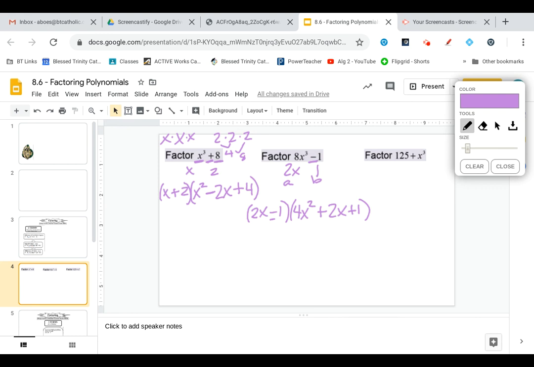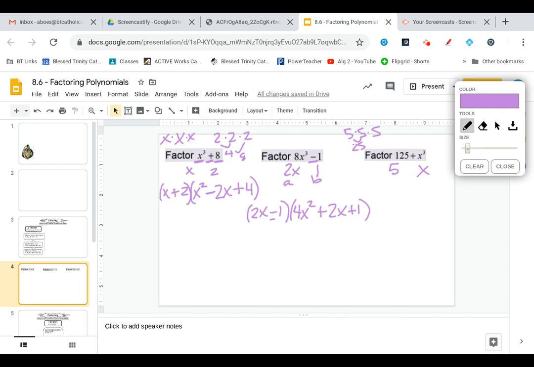Okay, last one. I've got 125 plus x to the third. So I need to find the cube root of each of these things. Well, x to the third's easy. We know that's going to be x. And then if I have 125, let's think. It ends in a 5, so maybe 5 can go into it. If I do 5 times 5 times 5, 5 times 5 is 25. 25 times 5, 25 times 4 is 100. So 25 times 5 could be 125. So 5 is my cube root there.